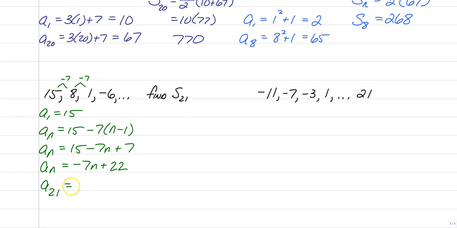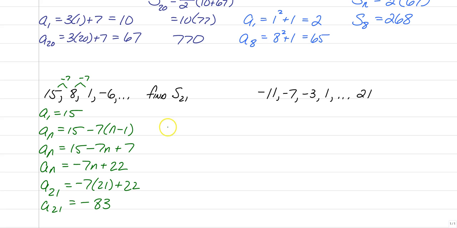So a sub 21 is equal to negative 7 times 21 plus 22, which means that a sub 21 is equal to negative 83. This one requires a little bit of extra work because we have to find what the 21st term is equal to. Now we just go use the formula.